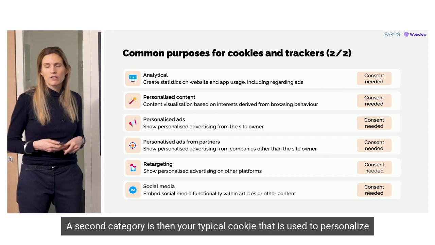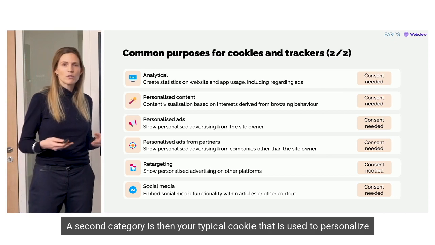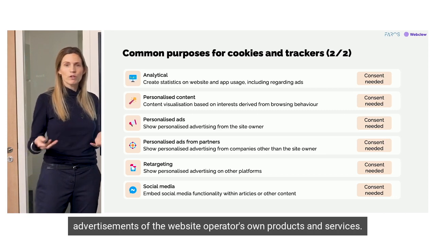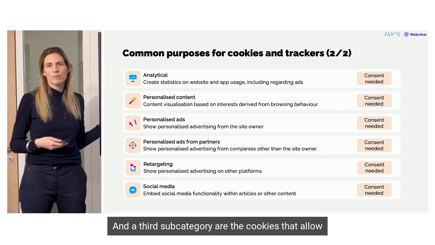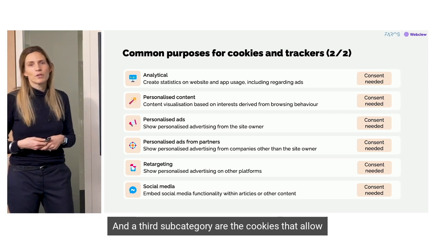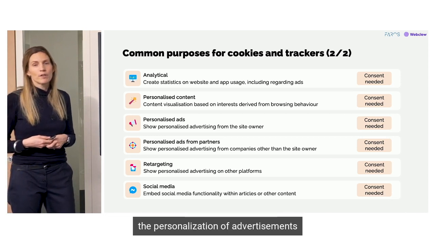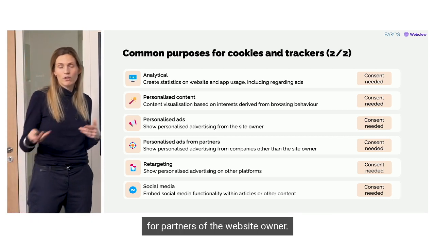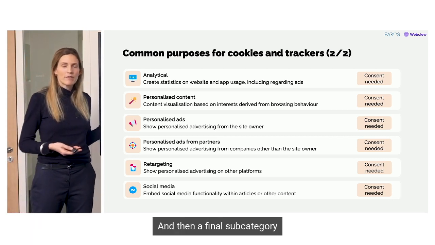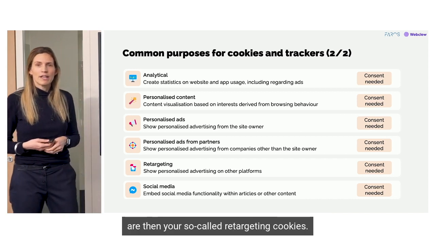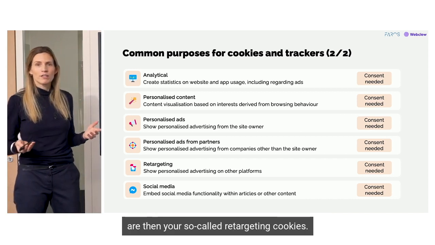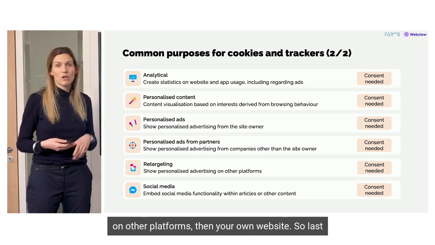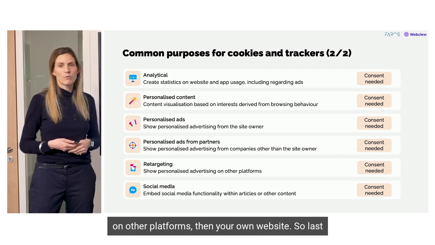A second category is then your typical cookie that is used to personalize advertisements of the website operator's own products and services. And a third subcategory are the cookies that allow the personalization of advertisement for partners of the website owner. And then a final subcategory are then your so-called retargeting cookies. This will allow you to personalize advertisements on other platforms than your own website.